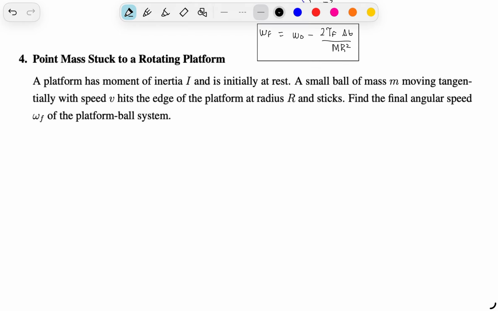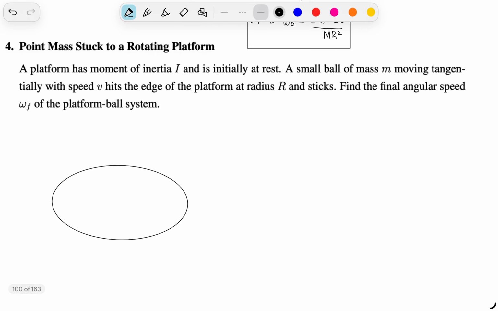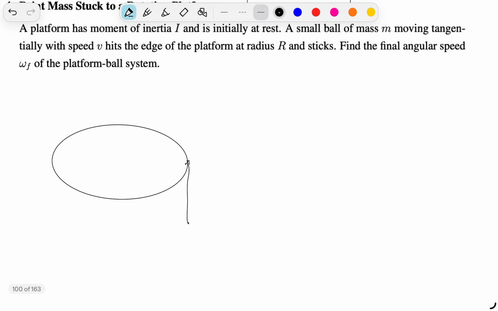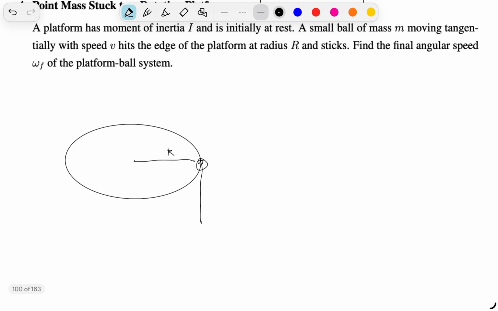So for our next question, we have a platform that has a moment of inertia I, and it's initially at rest. We have a small ball of mass m that's moving tangentially with a speed of v, and it hits the edge of the platform at a radius r, and it's going to stick there. We want to find the final omega f of our platform-ball system. So we have a disk again.